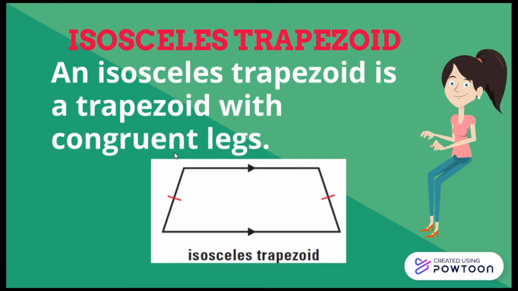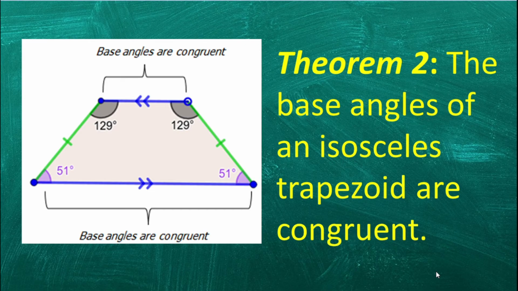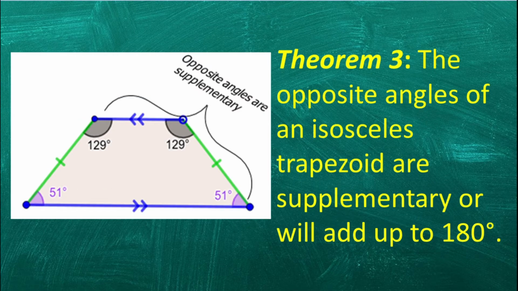An isosceles trapezoid is a trapezoid with congruent legs. Theorem number 2. The base angles of an isosceles trapezoid are congruent. Theorem number 3. The opposite angles of an isosceles trapezoid are supplementary, or it will add up to 180 degrees.